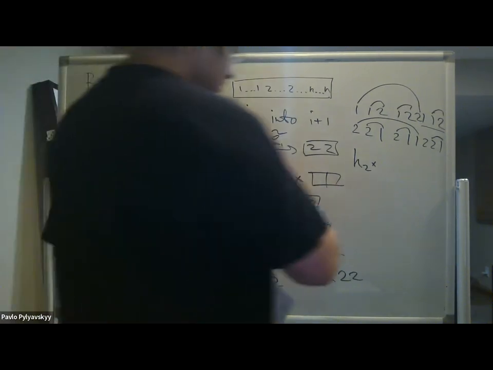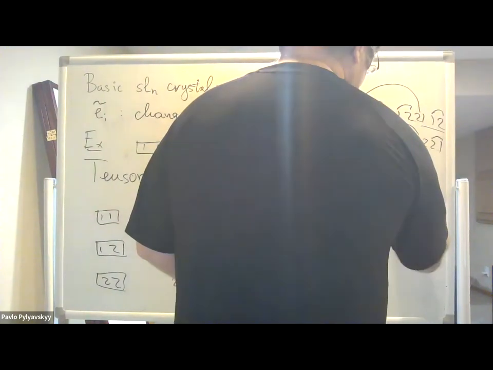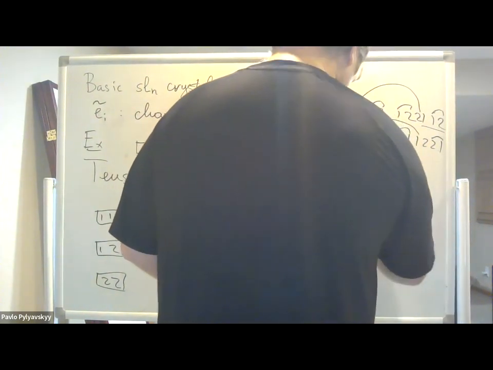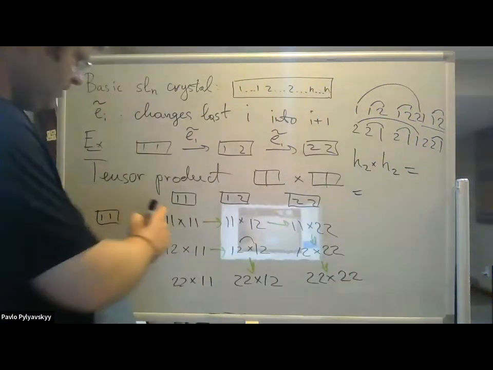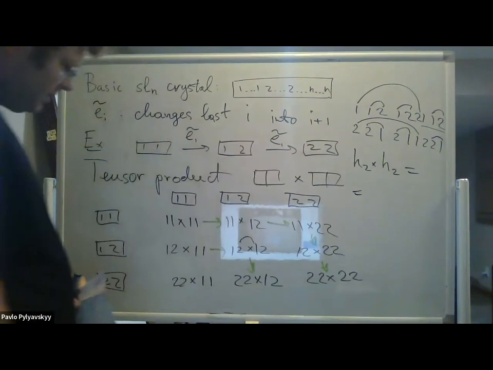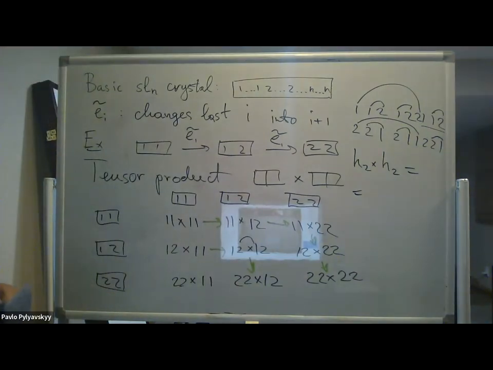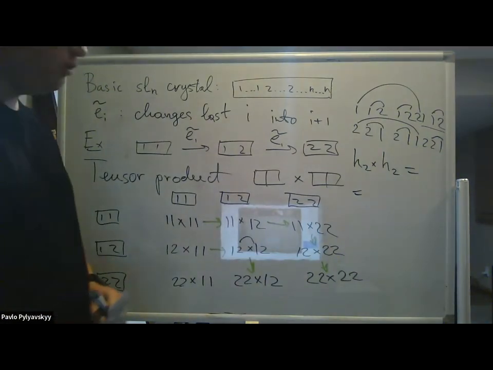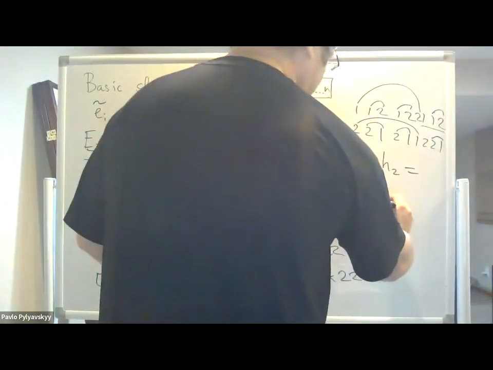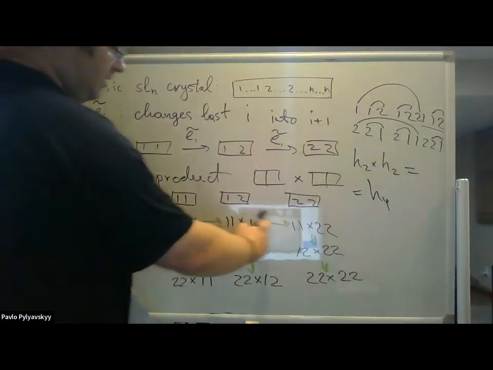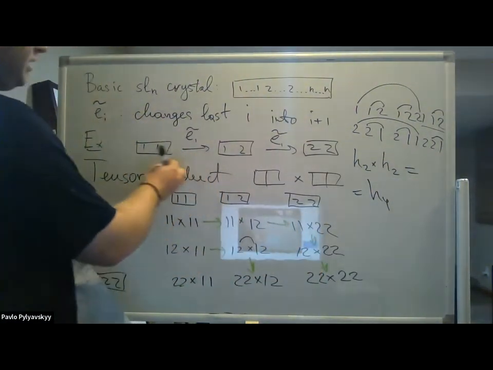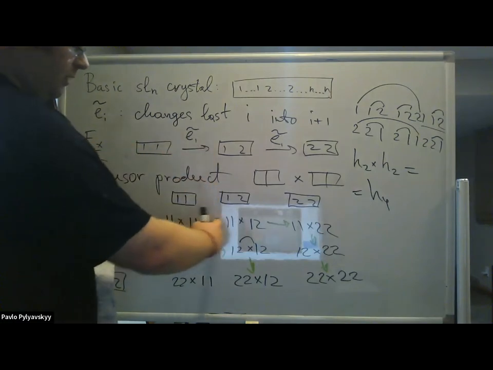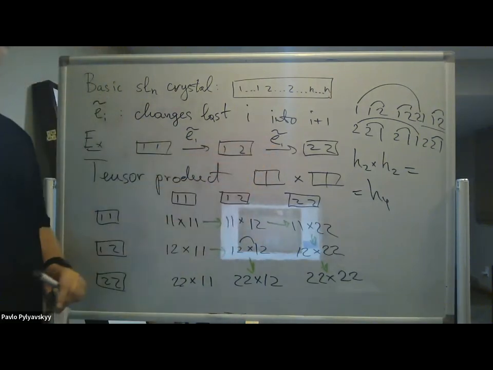Then this decomposition is just saying that h2 times h2 is equal to, let's see, does anybody recognize the first guy? It should be the Pieri rule if you know the Pieri rule. So the first guy is just h4, right? This is the same crystal we would get if we had just a single row of length 4 and we started acting by E1. Is everybody happy with this?